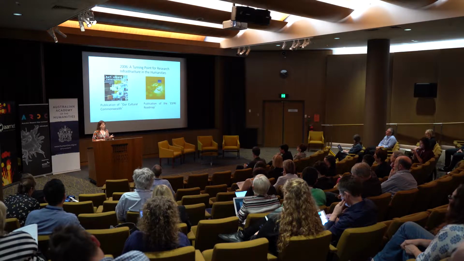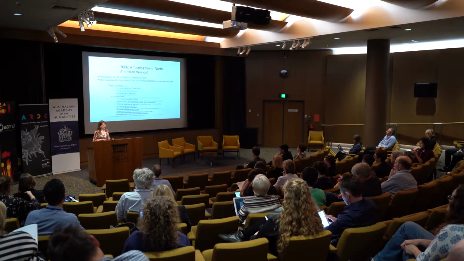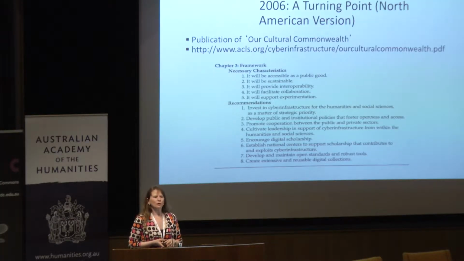So just a couple of brief notes about these 2 really key documents. I think it's actually interesting to look back at the recommendations from Our Cultural Commonwealth, because one of the things you notice is that a lot of these are still really germane. So the work that John Unsworth and his colleagues did, I think the necessary characteristics are still really clear. It has to be sustainable. How much have we been talking today about people who build things that become tools that maybe are things that people need and use, but there's no sustainable business or user model or funding model underpinning it. And that it be interoperable and collaborative and support experimentation.